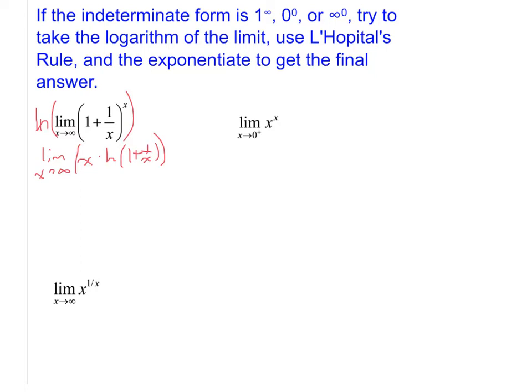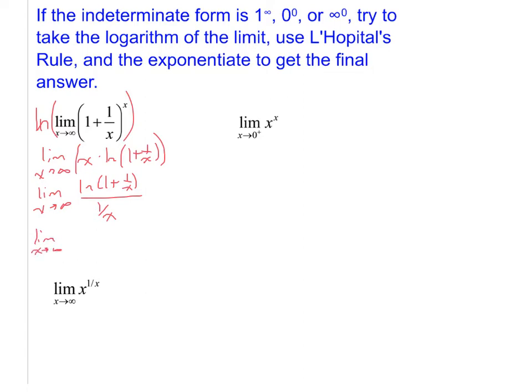Well, this would be infinity times 0, so that's still not in the form I need. So instead of the natural log times that x, it's going to be my limit as x approaches infinity of the natural log over 1 over x. And now that it's in this form, I now have it as 0 over 0, which means I can do L'Hopital's rule.